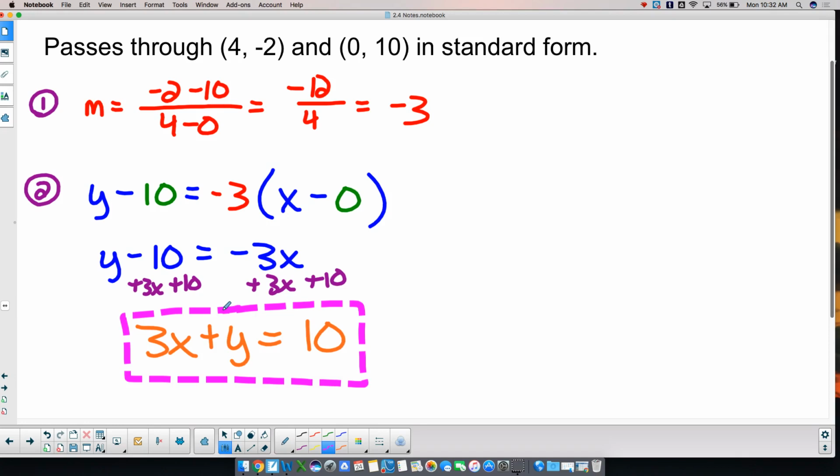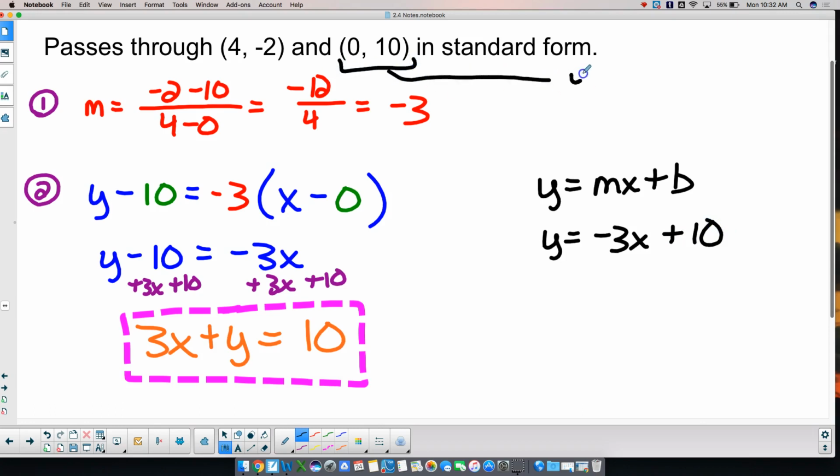Okay. This was one of those rare occurrences where we could have gone directly to the y equals mx plus b form because we had the slope of negative 3 and we had the b because this point right here is my y-intercept. If we saw that from the start, we could have gone directly to slope-intercept form and then just put that into standard form too.